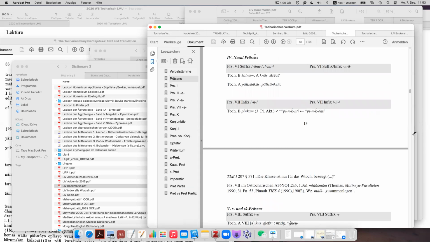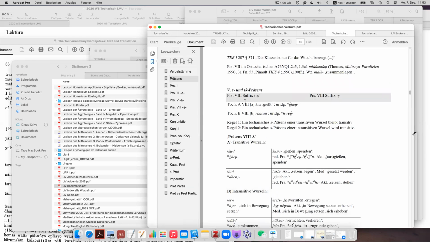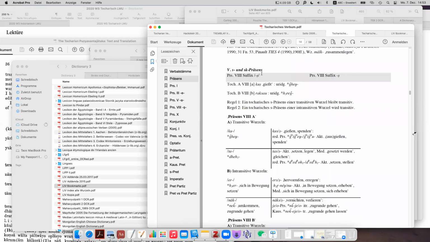Okay, so this is the nasal present. And then the so-called S or SK present, which is also quite productive in Indo-European languages. You also have it in Sanskrit, like Sanskrit gam gachati. Yeah, so it goes back to the sk present, and the sk present is also preserved, of course, in Tocharian.